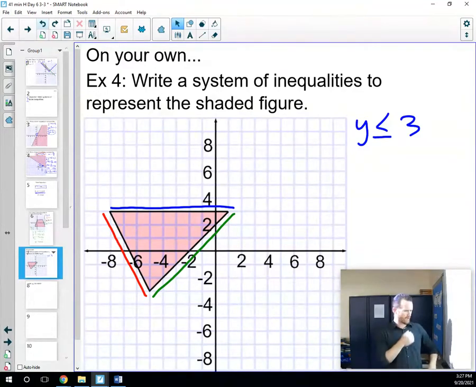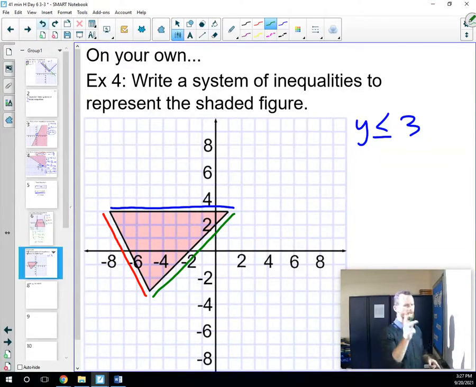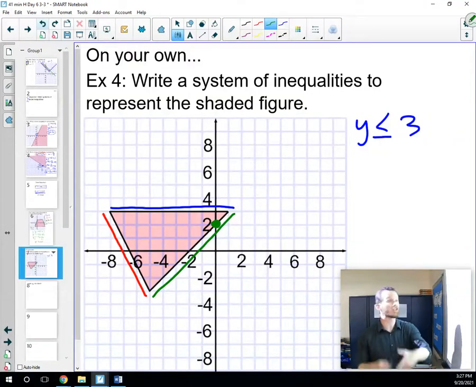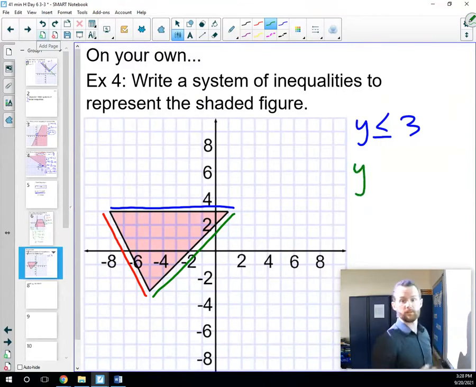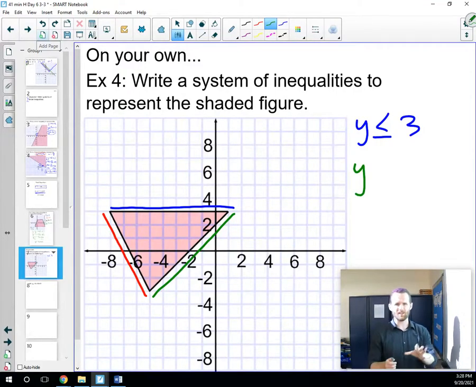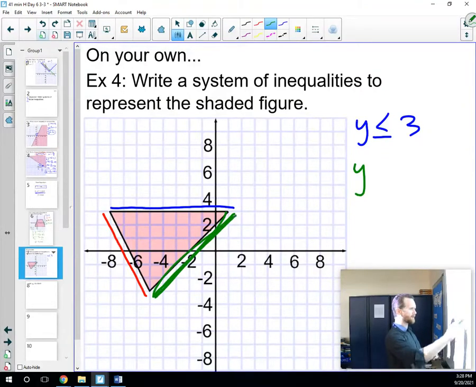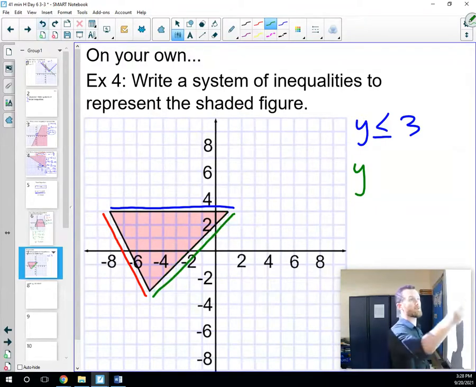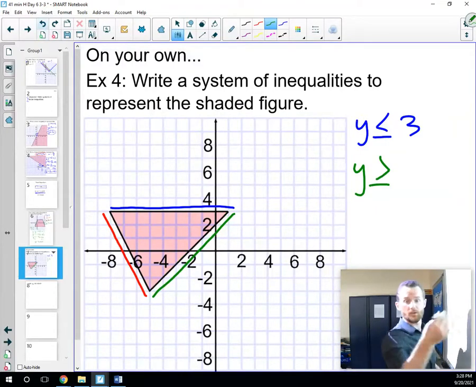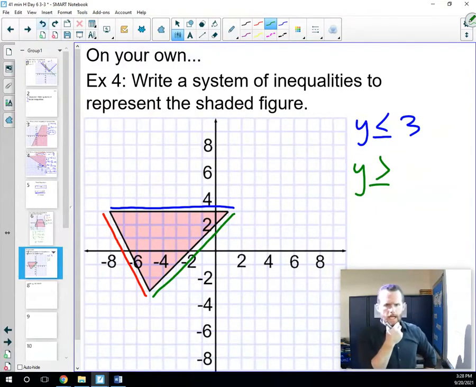Let's do the green. I think the green is going to be easier because the green is touching the y-axis, so we can easily see the y-intercept. Since we can see the y-intercept, we can just use y equals mx plus b. So let's do our inequality symbol now. If we imagine this is the roof of a house, then it would be shaded above, which means y is greater than or equal to, since it's another solid line.